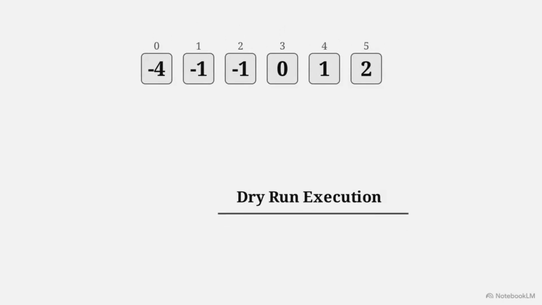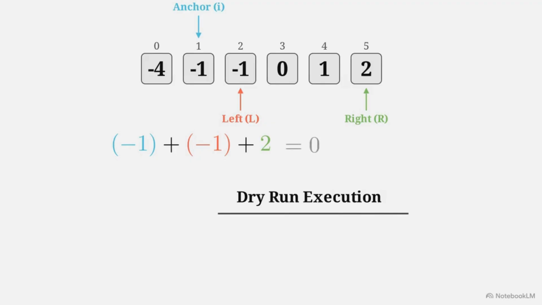We lock our anchor at index 1 on the -1. We place our left pointer immediately next to it and our right pointer at the end of the array. We calculate the sum for these 3 positions. -1 plus -1 plus 2 equals 0. We have found our first valid triplet.